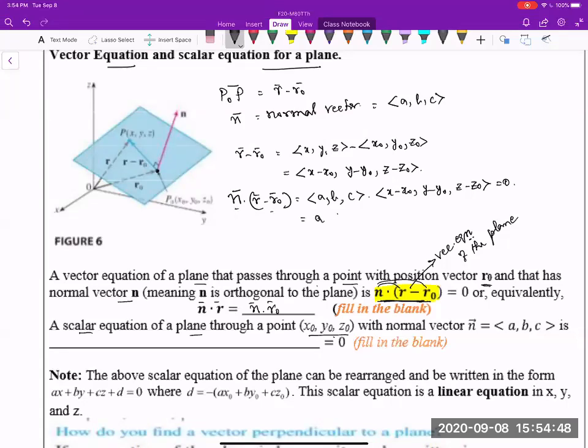So this will give us A times x minus x0, plus B times y minus y0, plus C times z minus z0 equal to 0. So that is the scalar equation of the plane. That is A times (x minus x0) plus B times (y minus y0) plus C times (z minus z0) equal to 0.